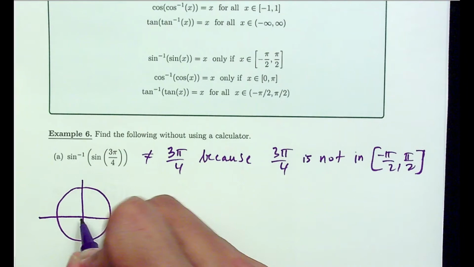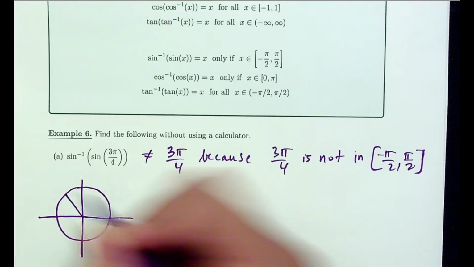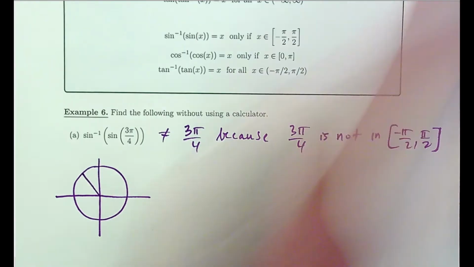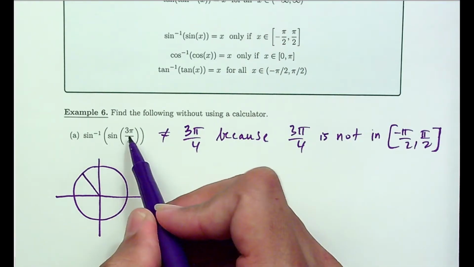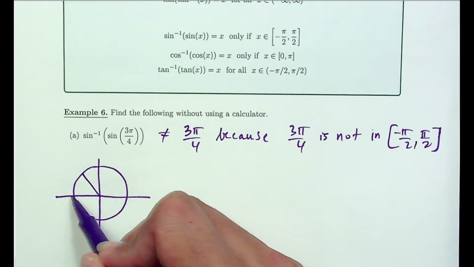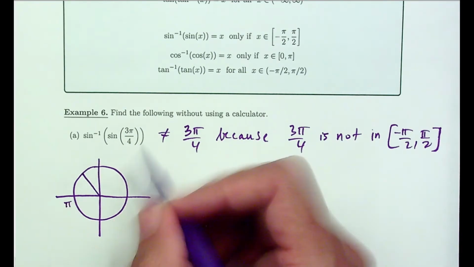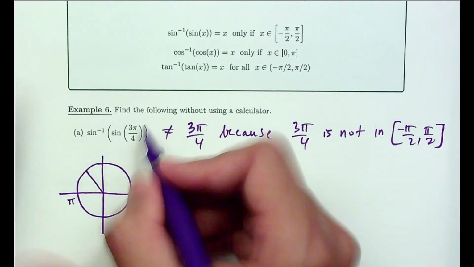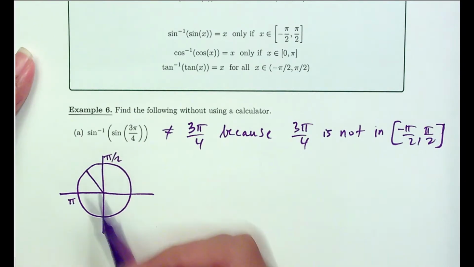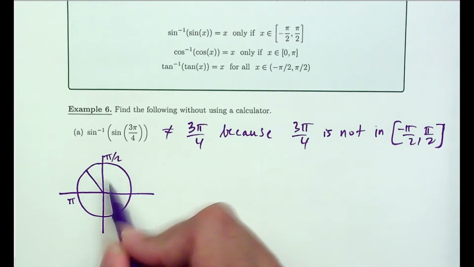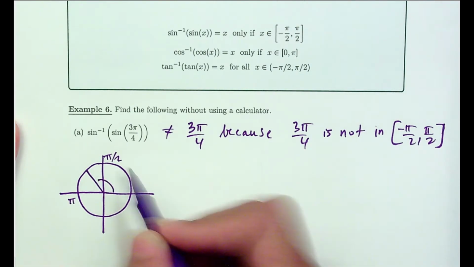3 pi over 4 is right here in the second quadrant. First, figure out what quadrant you're in. 3 pi over 4, 3/4 is smaller than 1, so 3/4 pi is smaller than 1 pi. 1 pi is right here. And 3/4 is also bigger than a half, so this is bigger than pi over 2. So you're between pi over 2 and pi, that means you're in the second quadrant. Okay, so this is 3 pi over 4.